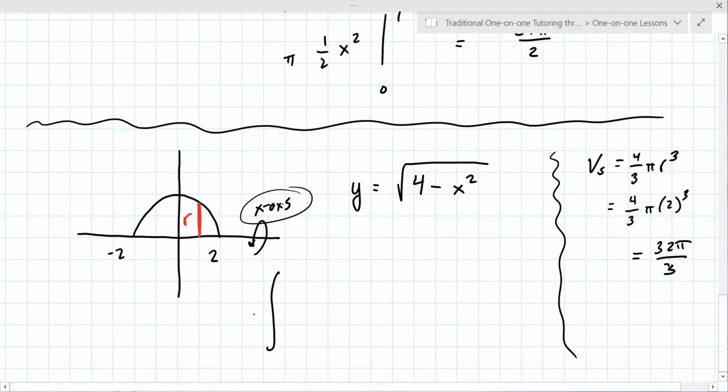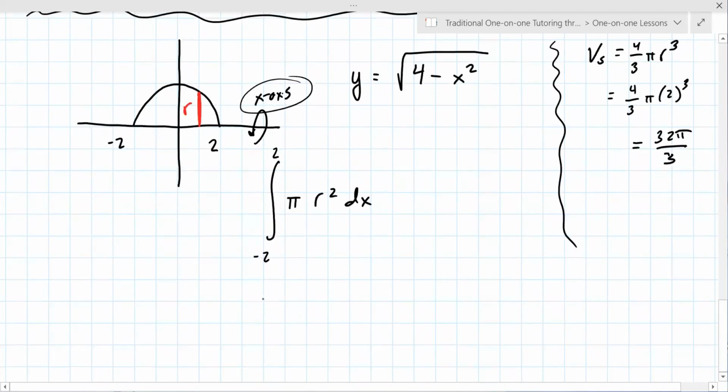So the integral is pi r squared dx. R is really a function of x. It's really this thing up here, and we're going from -2 to 2. Wouldn't the radius be from 0 to 2 on the x-axis though? Why is it a vertical line? Because we're revolving this whole curve around the axis. If you were to just go from 0 to 2, you would get half a sphere.